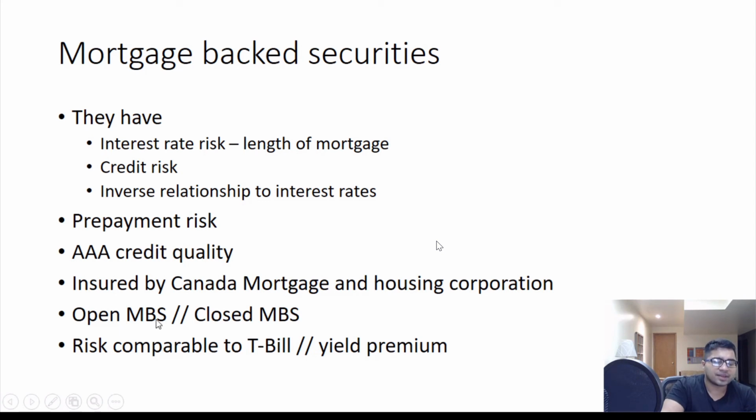There can be an open MBS that is created from loans that can be prepaid, so loans that have a prepayment option, or there can be a closed MBS in which only loans that do not have any prepayment option on them are included. So closed MBS are much safer than an open MBS because closed MBS have lower prepayment risk or no prepayment risk. The risk of MBS is comparable to a T-bill, but their returns are quite high, so they generally enjoy a yield premium.